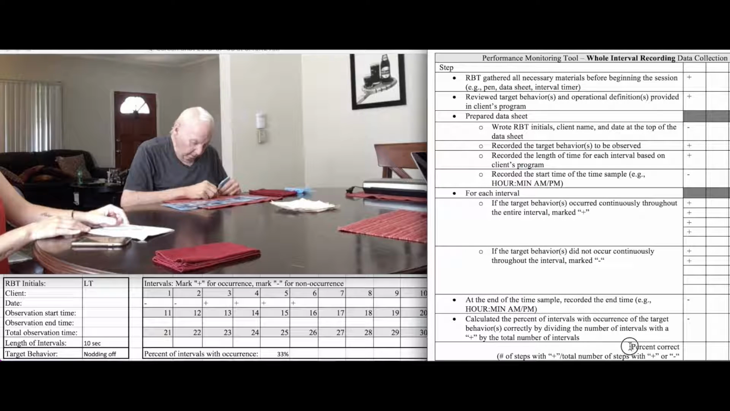Now, in looking at the total percentage of steps performed correctly, we look at all of the steps, and out of 14 total steps, our RBT performed 10 of them correctly. So we're going to give our RBT 71% correct. Even though she accurately collected data within all of the intervals, she still missed a few other important steps when filling out her data sheet. So it looks like we've got a little more work to do.